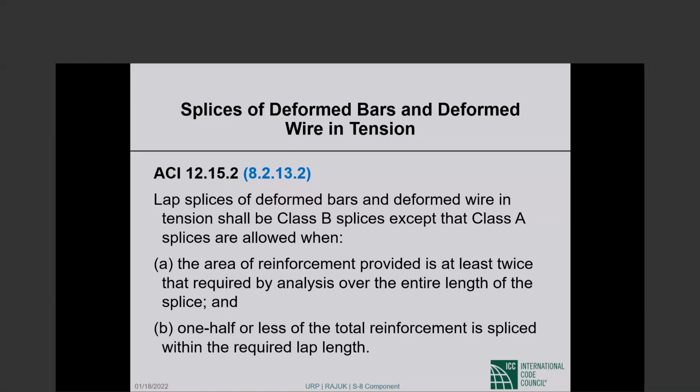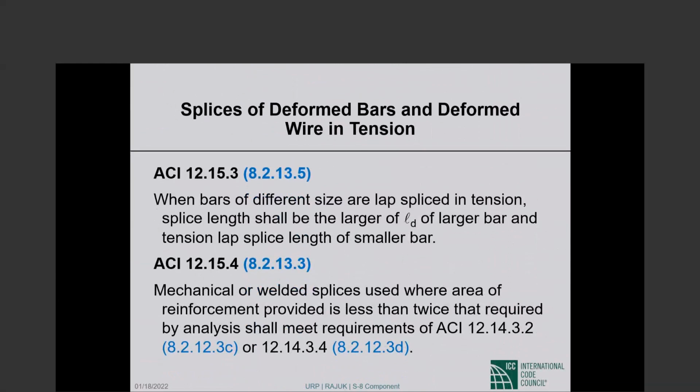Okay, if you have 4 bars, you cannot splice more than 2 bars within the lap length. If you have 6 bars, you cannot splice more than 3. So you must have at least twice as much reinforcement as is required by analysis, and you cannot cut off more than half the bars within the lap length. If you satisfy both conditions, you have a class A splice. Otherwise, you have to use a class B splice, 1.3 times development length.